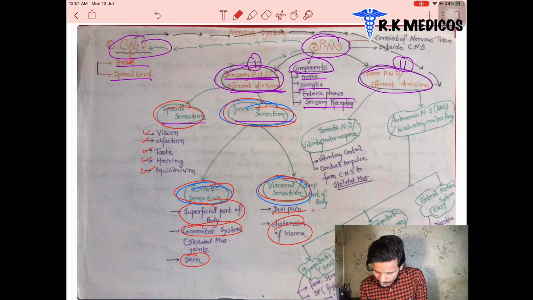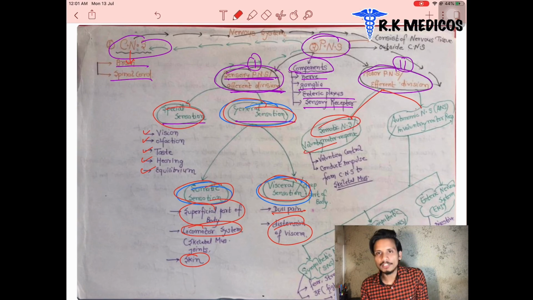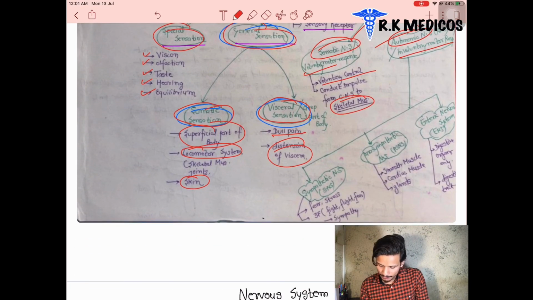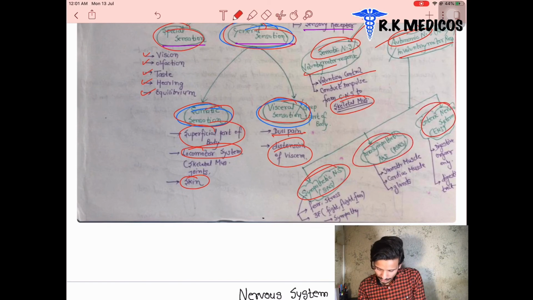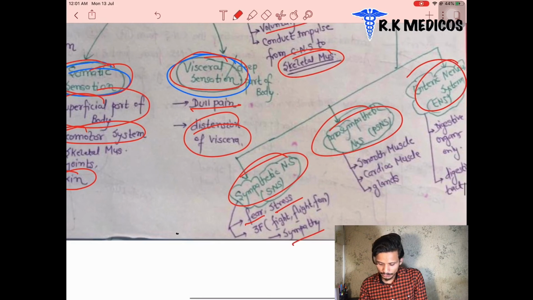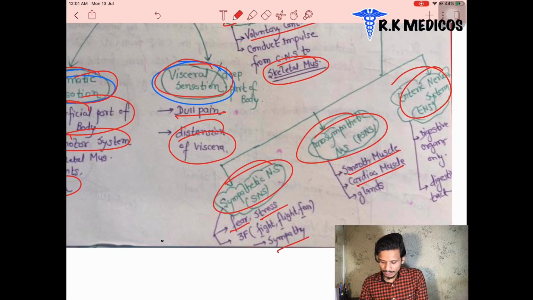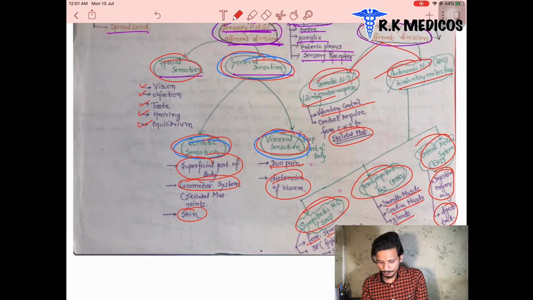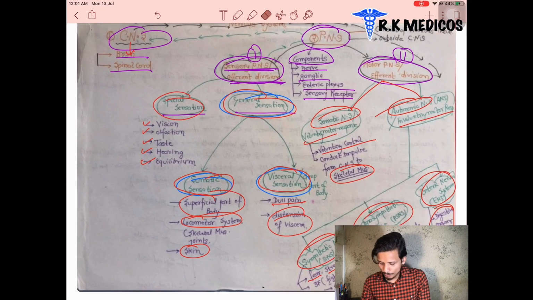And the motor PNS is classified into two parts: the somatic or voluntary, and the autonomic or involuntary nervous system. The somatic nervous system includes voluntary control, or skeletal muscle control from the CNS. The autonomic nervous system is classified into sympathetic, parasympathetic and enteric nervous systems. The sympathetic includes fear, fight, flight or sympathy-related activity, the parasympathetic is related with smooth muscles, cardiac muscles and glands, and the enteric nervous system with the digestive glands, digestive organs and the digestive tract. So these are all the classification of the nervous system. We have to memorize it at a glance.